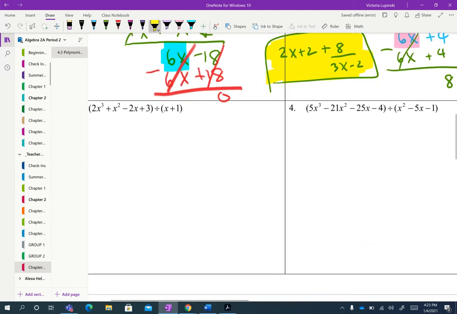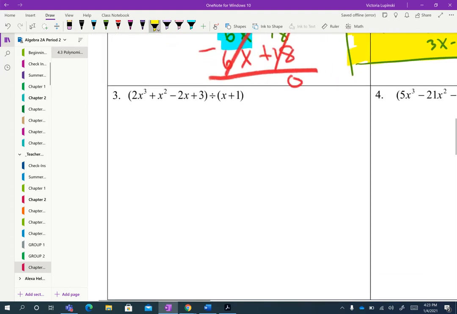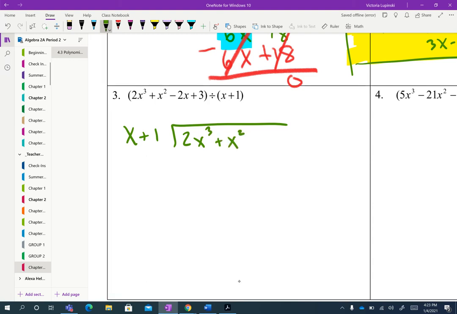So hopefully you're catching on here, but let's do a couple more just to be sure, including some that have special cases. So I'm going to go here and set up my x plus 1 outside, my 2x cubed plus x squared minus 2x plus 3 underneath. Again, everybody is present. There's no missing terms. The more you do of these, hopefully the faster you get and the easier it is. We're going to go ahead and start by doing first into first.